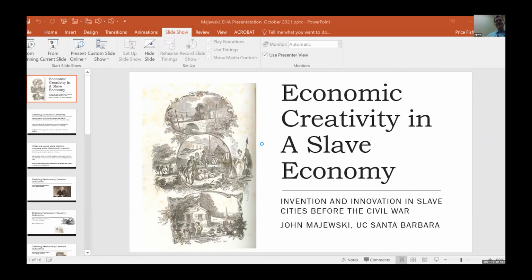We'll see. Okay, well, it's really fantastic to be here. The topic of my paper for the panel, as you can see, is economic creativity in the slave economy, looking at different measures of economic creativity in slave cities before the Civil War. The image that you see is from Frederick Douglass's 1855 autobiography, My Bondage and My Freedom. This is Douglass's representation of freedom, from the second half of the book when he's talking about his freedom. This is how he illustrates it.